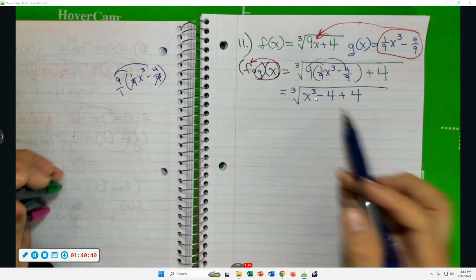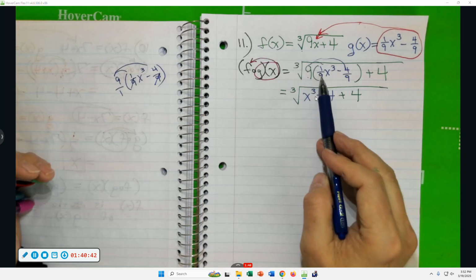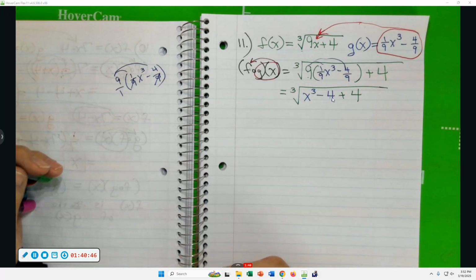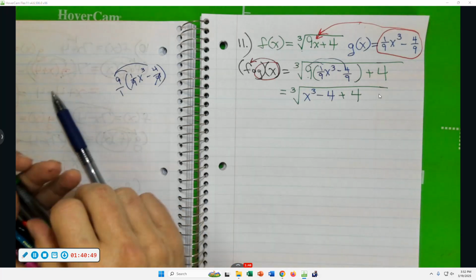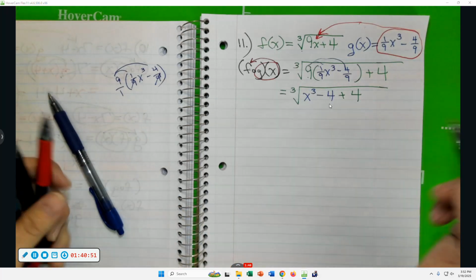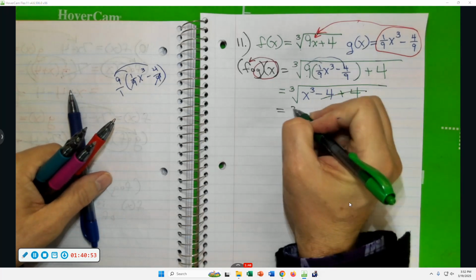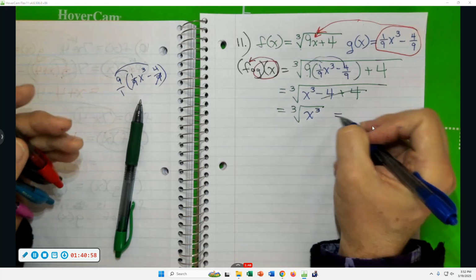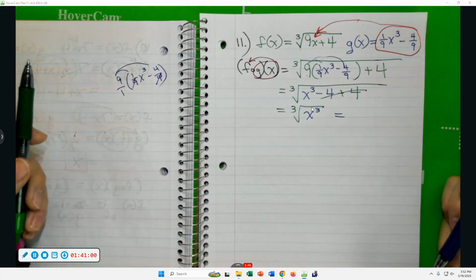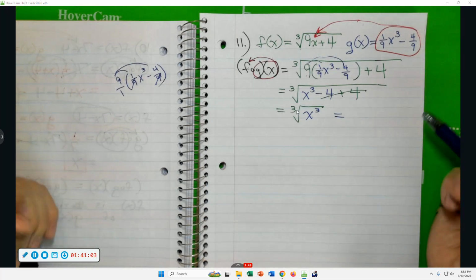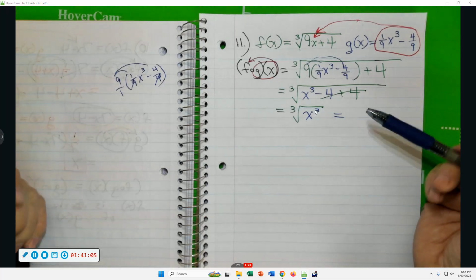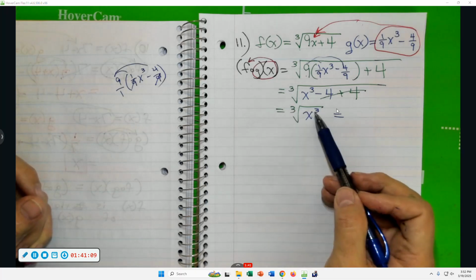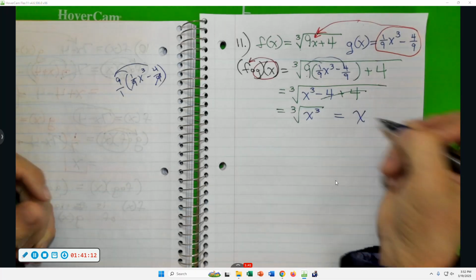Okay. Did you see what happened? This 9 canceled with those 9's, leaving us just an x cubed minus 4. Something disappears immediately. The 4's, I agree, so we have a cube root of x cubed. What's the cube root of x cubed? What's going to happen with a cube root and a cube? It's the same thing that happens with the square root and a square. They cancel. They cancel each other out, leaving us just x.